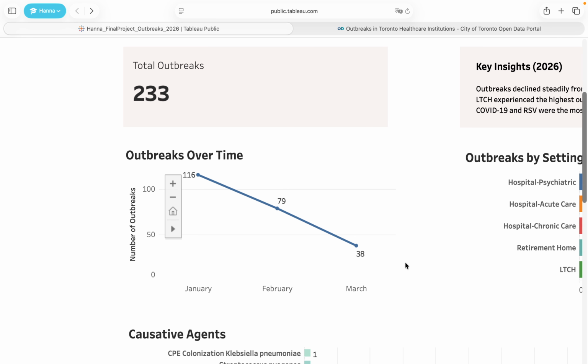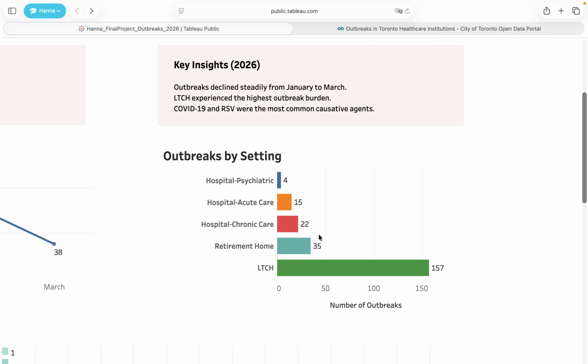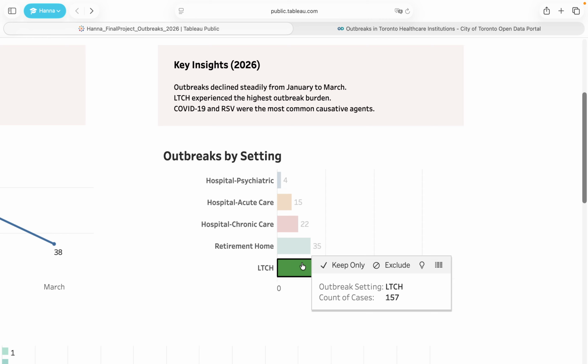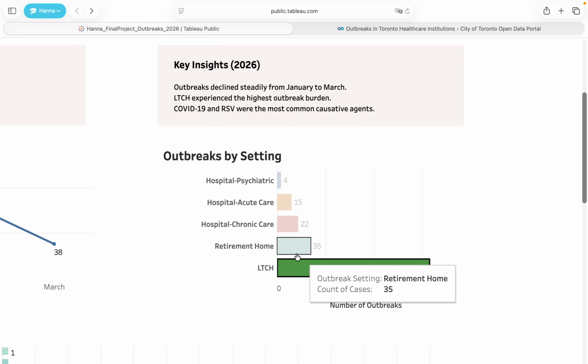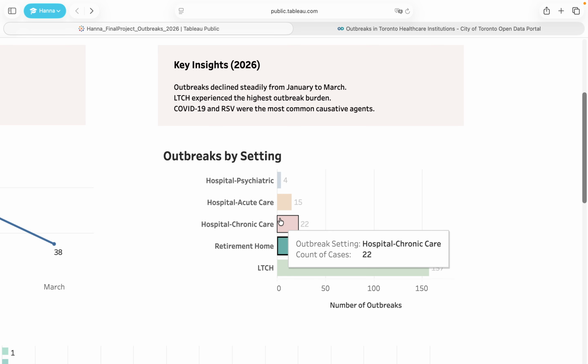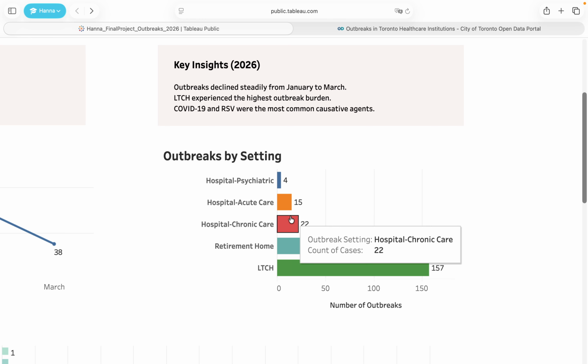The next visualization breaks outbreaks down by healthcare setting. A bar chart is used here because it allows for easy comparison between categories. Here we can see long-term care homes experience the highest number of outbreaks, followed by retirement homes and then hospital care settings. This pattern is not surprising. Long-term care and retirement homes involve shared living environments and residents who are often older or have underlying health conditions, which can increase vulnerability to infectious disease and make outbreaks harder to contain.